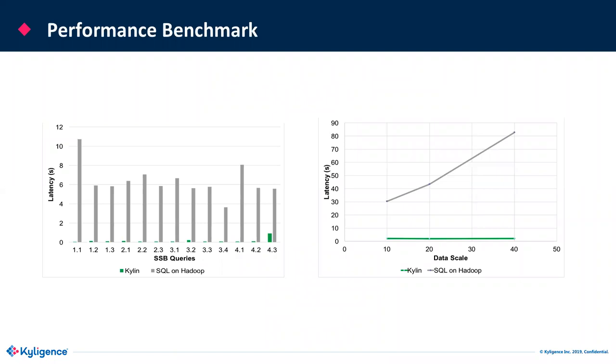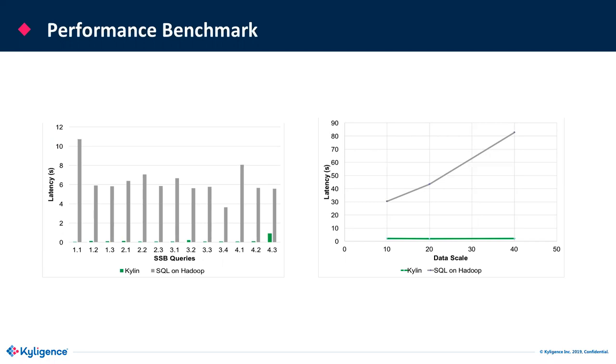These two graphs show the star schema benchmark comparing Apache Kylin with Hive. The green color shows the query latency of Kylin and the gray color shows Hive. On the left side, you can find most responses of Kylin in sub-seconds, while Hive runs over 5 seconds, more than 10 times of a performance gain.